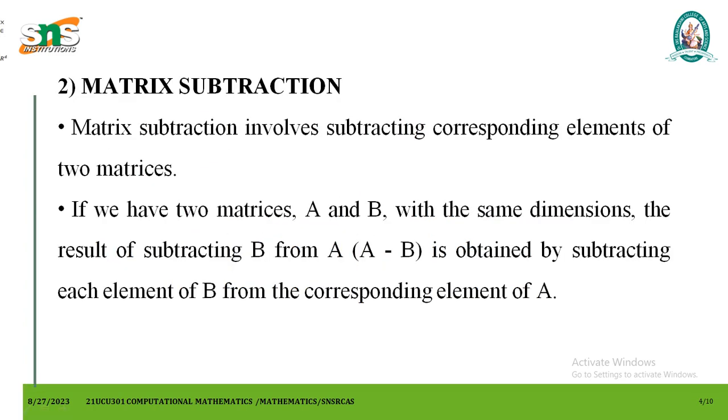And the next one is matrix subtraction. Matrix subtraction involves subtracting corresponding elements of two matrices. If we have two matrices A and B with the same dimensions, the result of subtracting B from A, that is A minus B, is obtained by subtracting each element of B from the corresponding element of A.